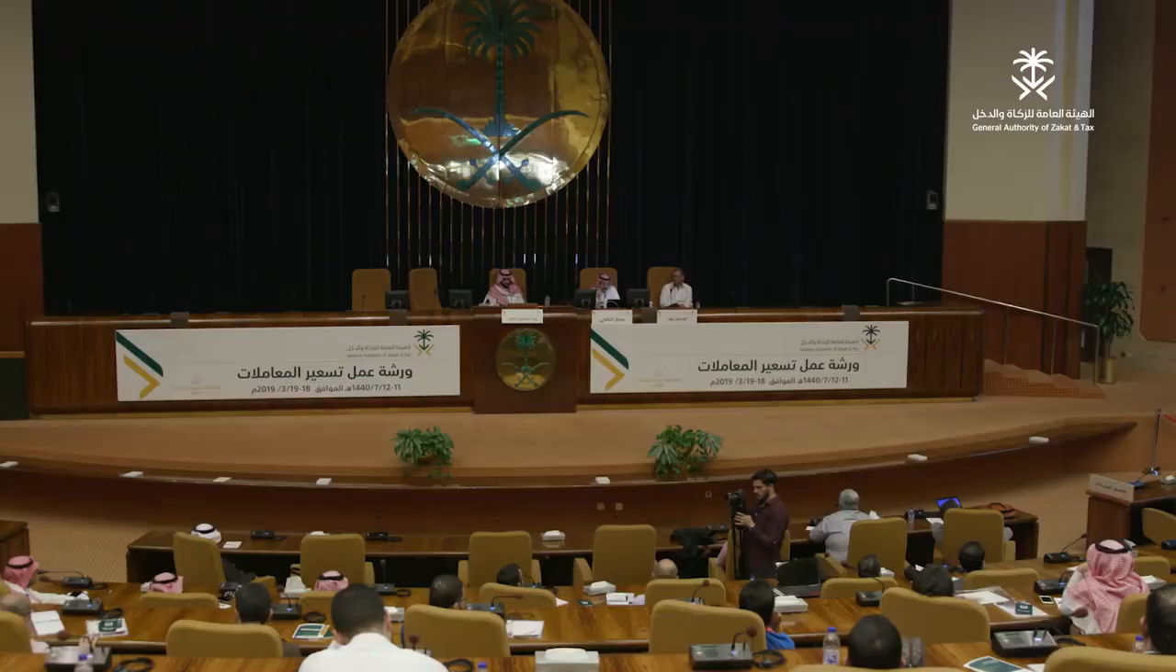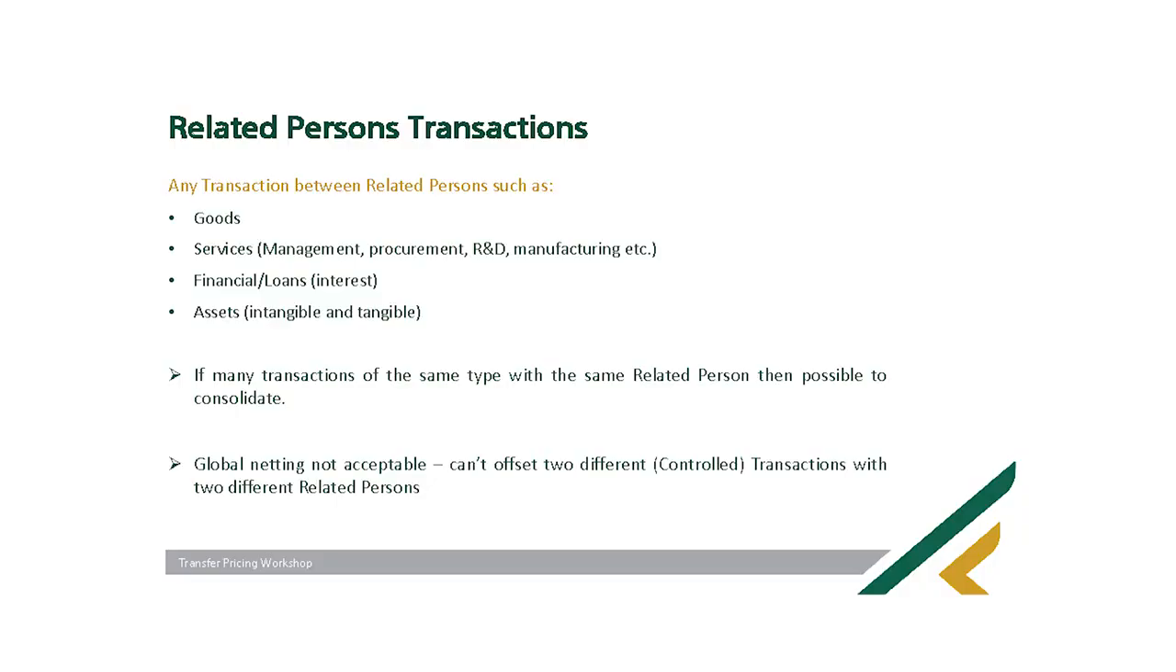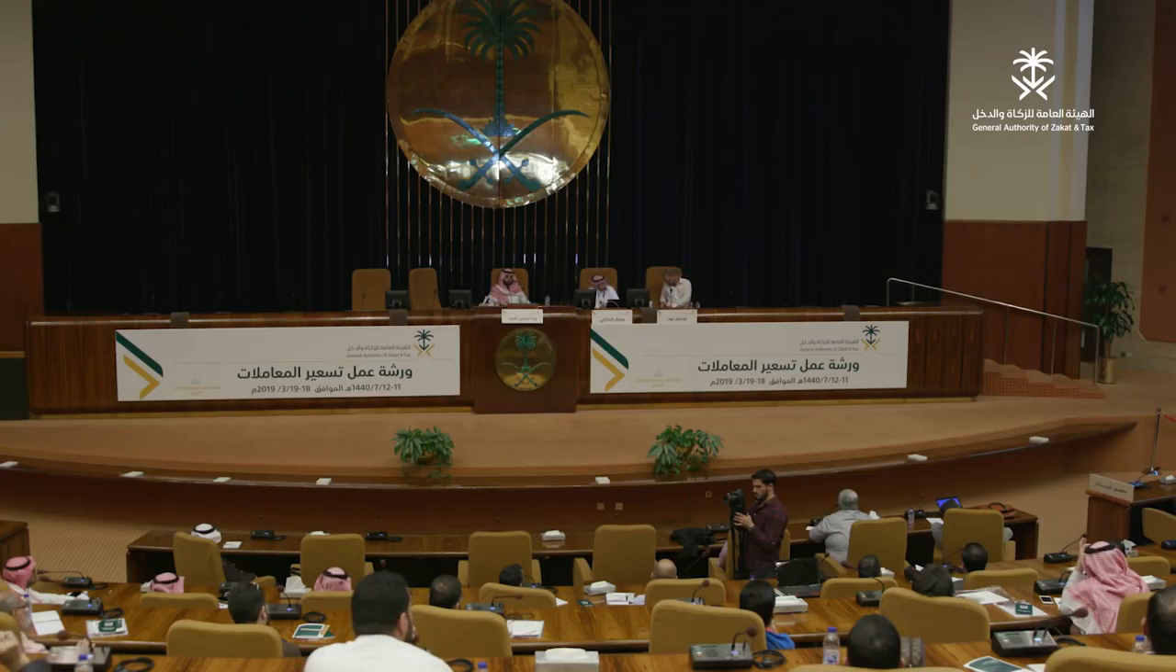When we say nature here, it means revenue or expense, because you cannot group revenue and expense and net that. Netting is not allowed. And the last thing is the type. So you cannot group transactions. If you did 2 transactions with one related person, which are selling goods and selling assets, you cannot group them because they are of different types. Different groups, you cannot combine them.